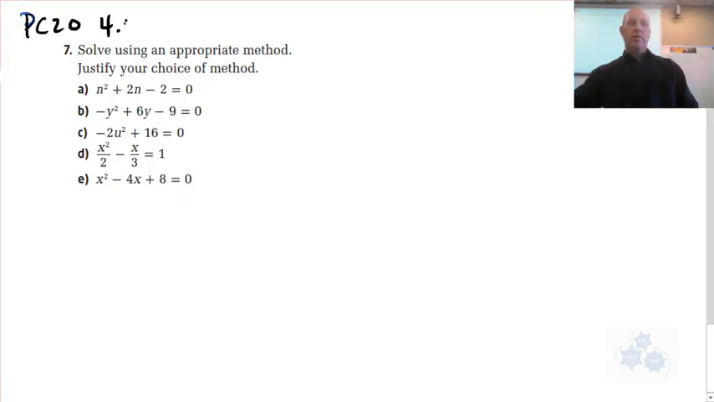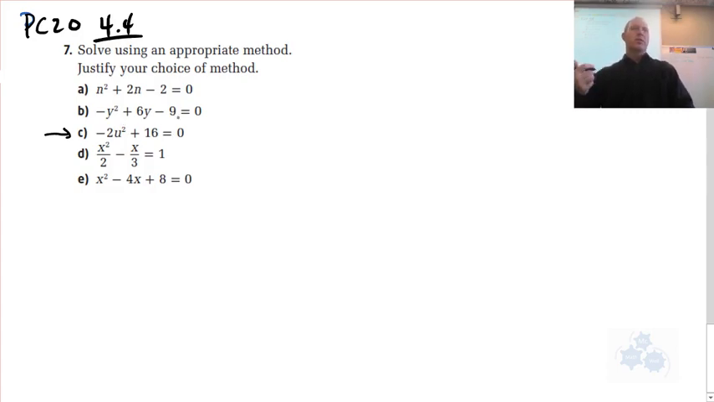This is section 4.4, number 7. So let's take a look at 7c, which was asked about. And again, it says solve using any method that you choose. So we've solved by graphing. Graph the corresponding quadratic function and then find the x-intercepts. Those will be your solutions.